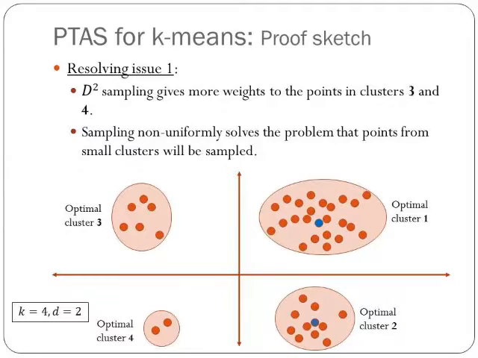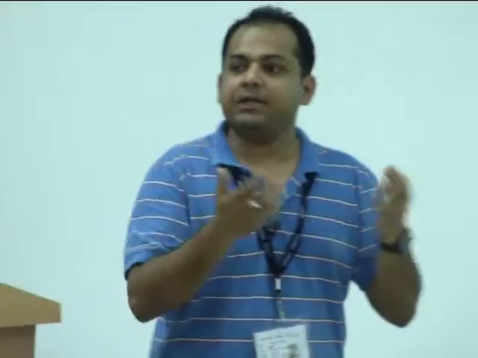So D2 sampling is going to give more weight to points in clusters 3 and 4. If we change uniform sampling to D2 sampling, then this problem is solved. You will never end up in a problem where we don't get enough points from a particular cluster. D2 sampling is always going to ensure that you get points from even the smallest clusters.